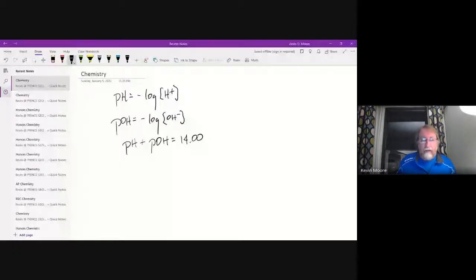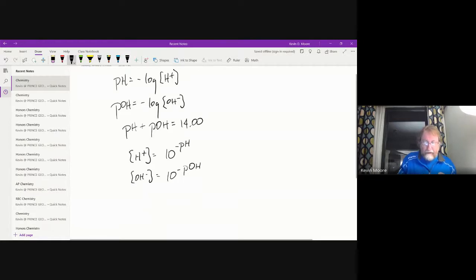If we have the pH, how do I determine the hydrogen ion concentration? How do I determine the hydroxide concentration? If we go backwards, we're going to find that the hydrogen ion concentration is equal to 10 to the negative pH. Okay, and you've got a 10^x button on the calculator that's made for it, just like you have a log button. And then the hydroxide concentration is equal to 10 to the negative pOH. So hydrogen ion concentration, 10 to the negative pH; hydroxide, 10 to the negative pOH.